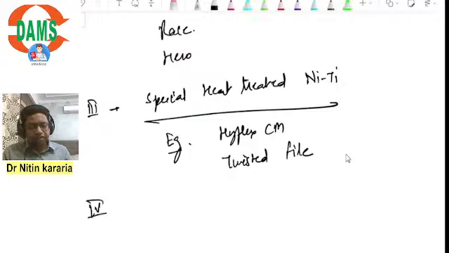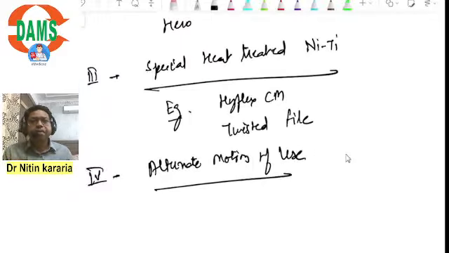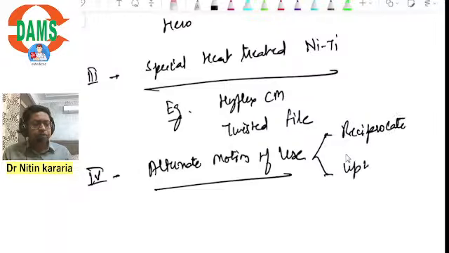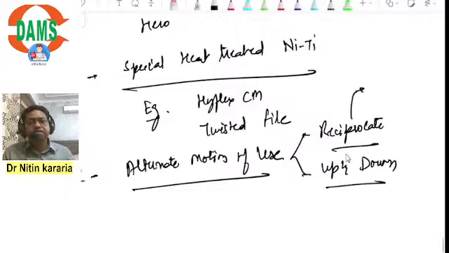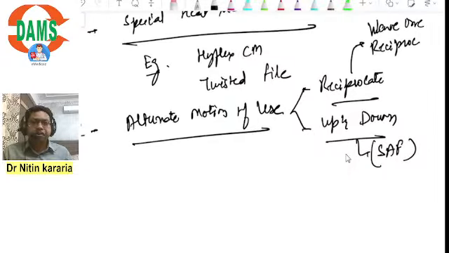The fourth generation, they have alternate motion of use. What is meant by alternate motion of use? Means instead of rotating, they would either reciprocate or they move up and down. Means they do not rotate inside the root canal. Example of instruments which reciprocate are wave 1 and reciproc. Up and down is self-adjusting file. SAF stands for self-adjusting file.